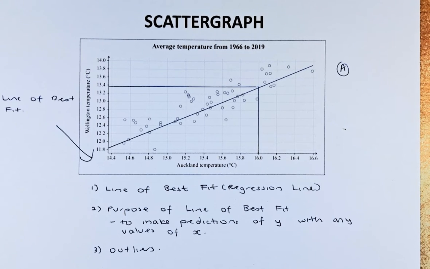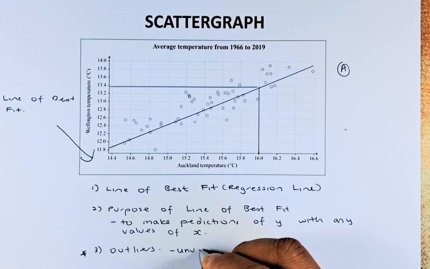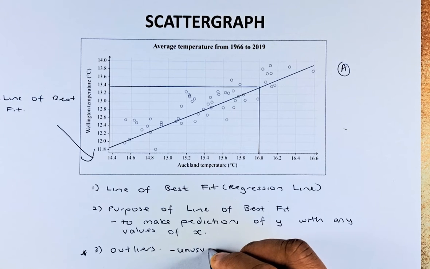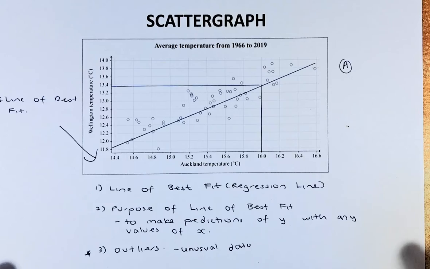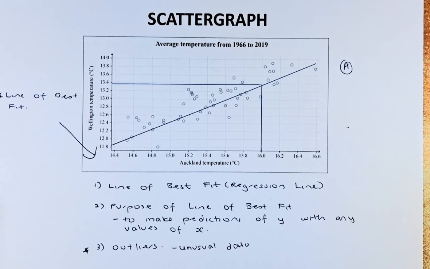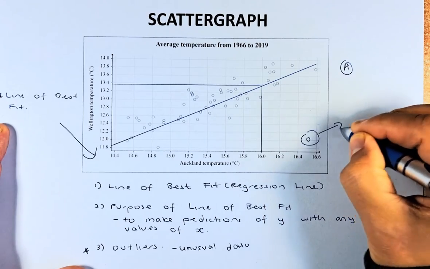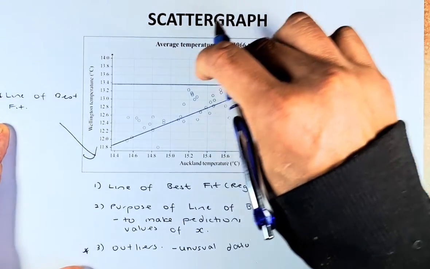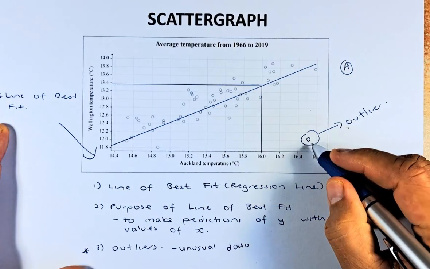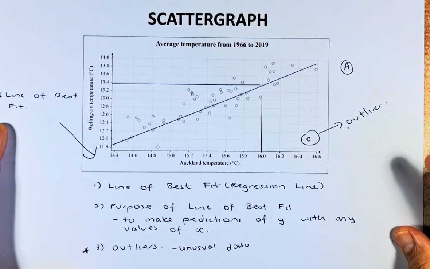And the next thing we're going to find out when you have a scatter graph is called outliers. Outliers are also called unusual data. Okay, if you have data that is out of the ordinary, then it is an outlier. So for example, we have a point here. This point is called an outlier. Okay, everyone is on the line of best fit. This point here is outside the line of best fit, so it is called an outlier.